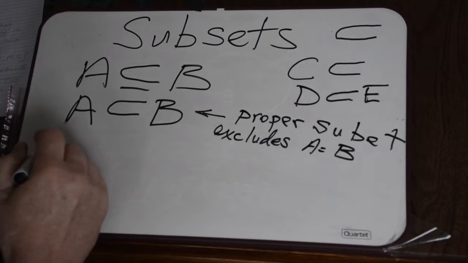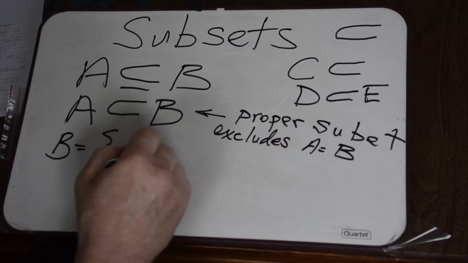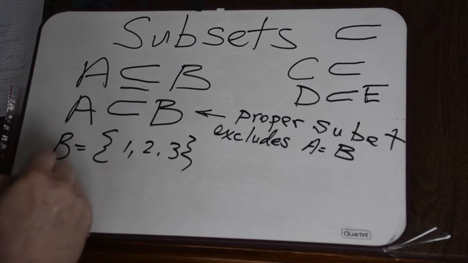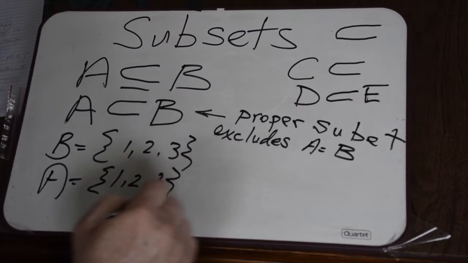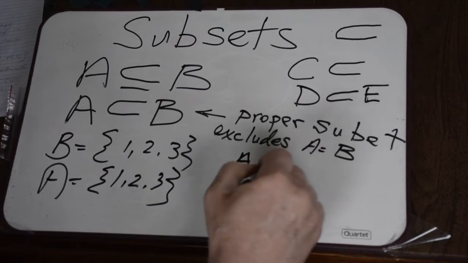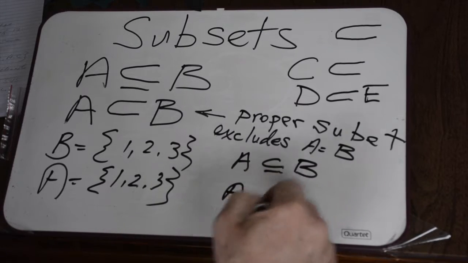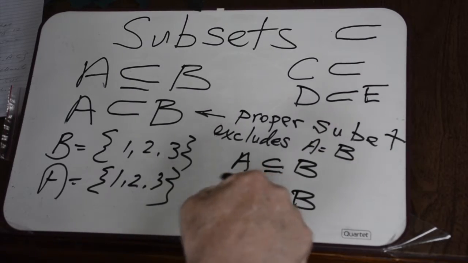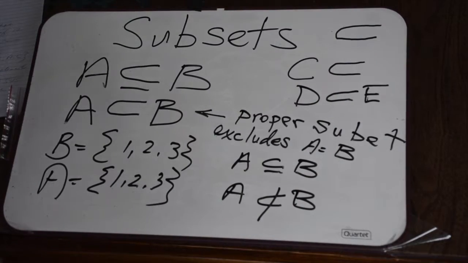Let's rewrite what I just had. A is 1, 2, and 3, and B is also 1, 2, and 3. So you could say A is a subset of B, but you would have to write A is not a proper subset of B. The way we write not a proper subset is we make the proper subset symbol and put a line through it. That means not a proper subset of B.